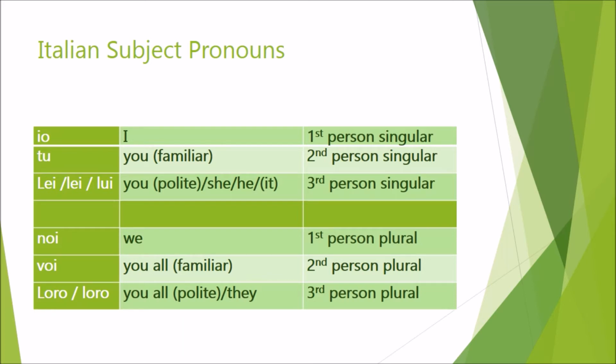Noi, we, first person plural. Voi, you all, second person plural. Loro, you all, polite. This is not used much in Italy today, and we will not use this form here. Loro, they, third person plural.